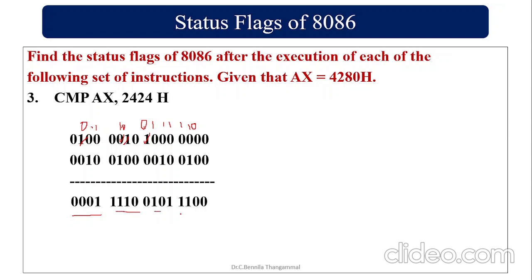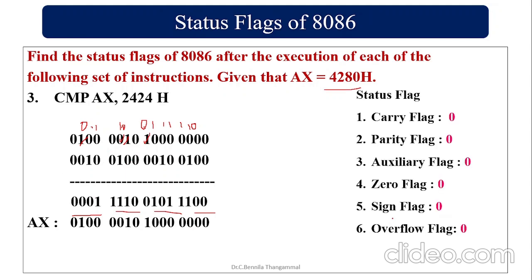But this result will not be stored in your accumulator. The accumulator content will remain as given, 4280. After performing the subtraction, your status flags will be updated. For the previous logical AND and arithmetic operations, the result was stored in the AX register. But in the compare statement, AX will not be updated.